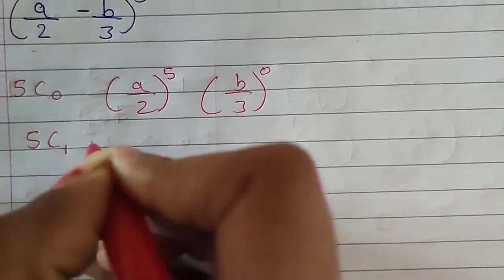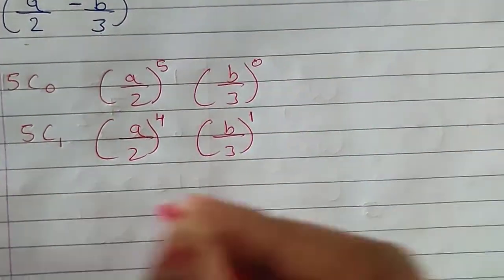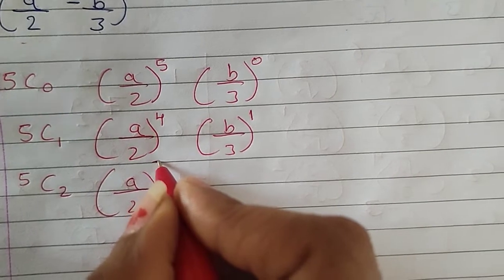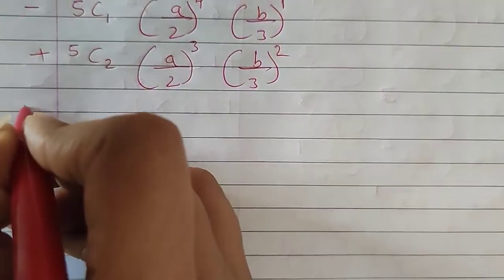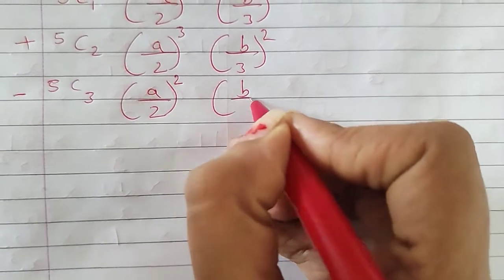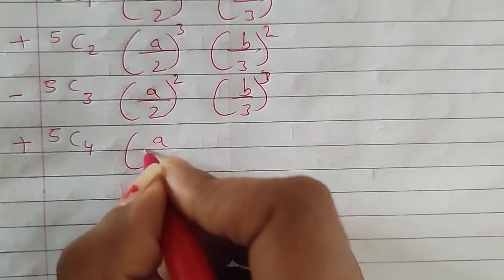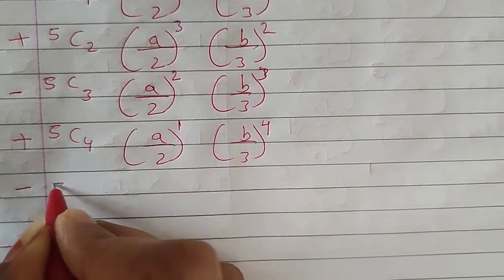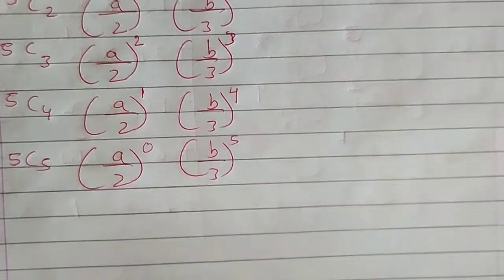minus 5c1 a upon 2 raised to 4 and b upon 3 raised to 1 plus 5c2 a upon 2 raised to 3 and b upon 3 raised to 2 minus 5c3 a upon 2 raised to 2 b upon 3 raised to 3 plus 5c4 a upon 2 raised to 1 and b upon 3 raised to 4 minus 5c5 a upon 2 raised to 0 and b upon 3 raised to 5.